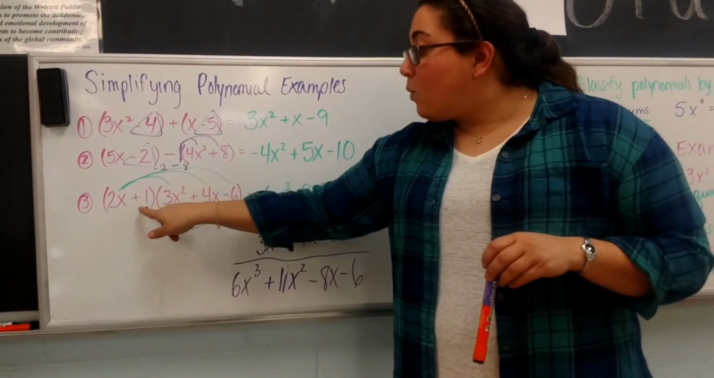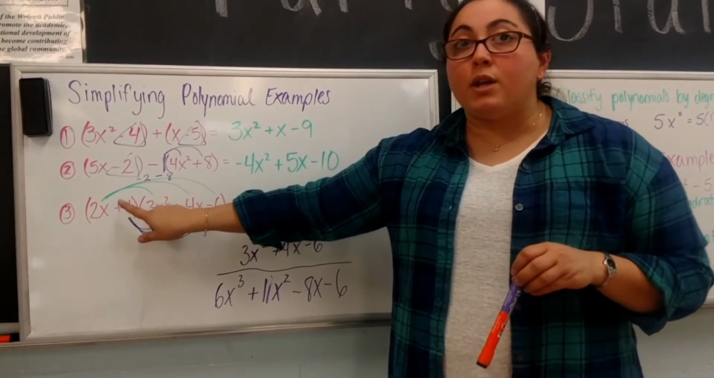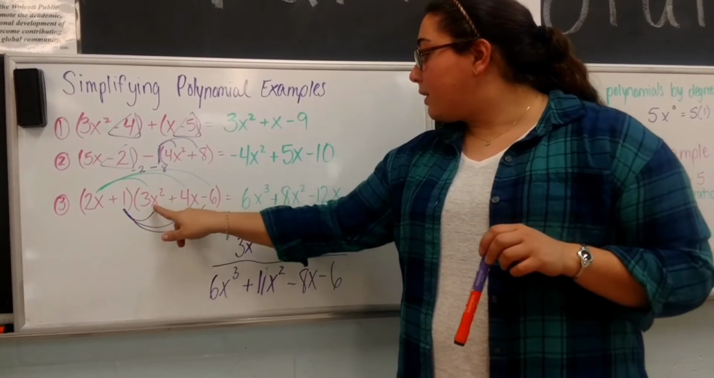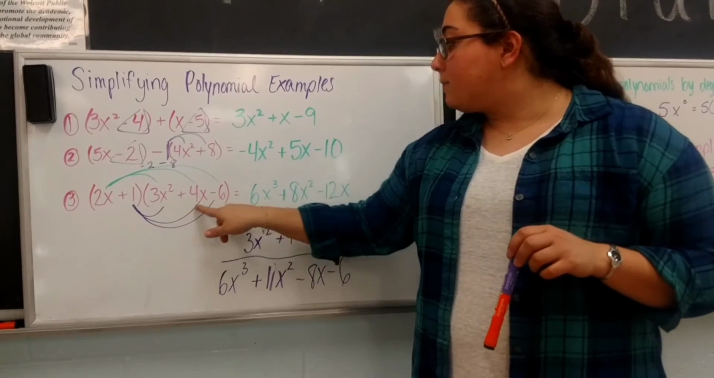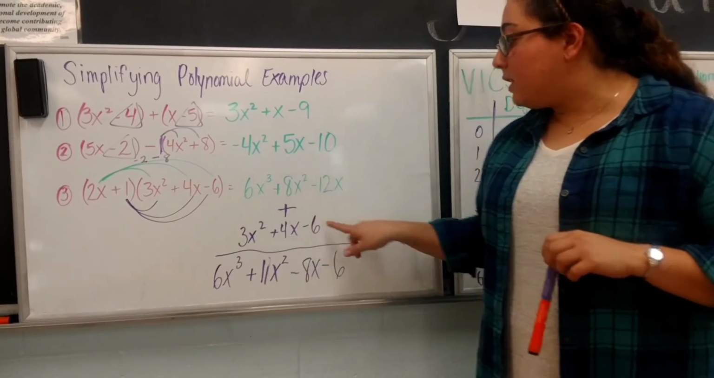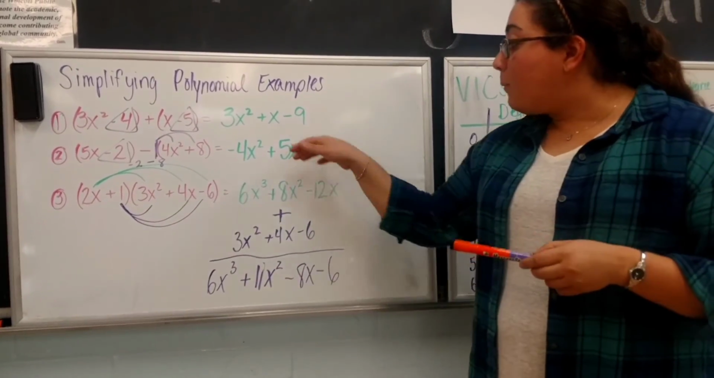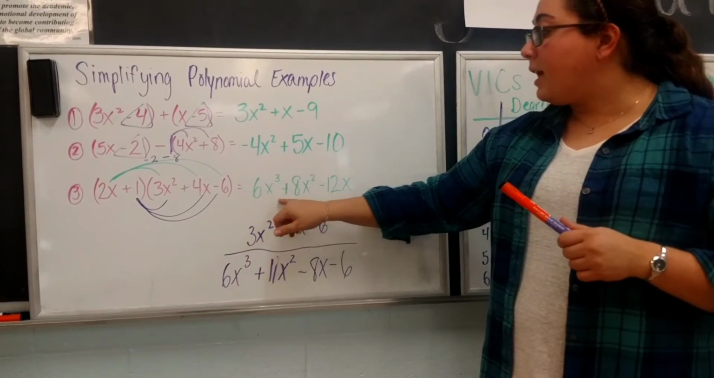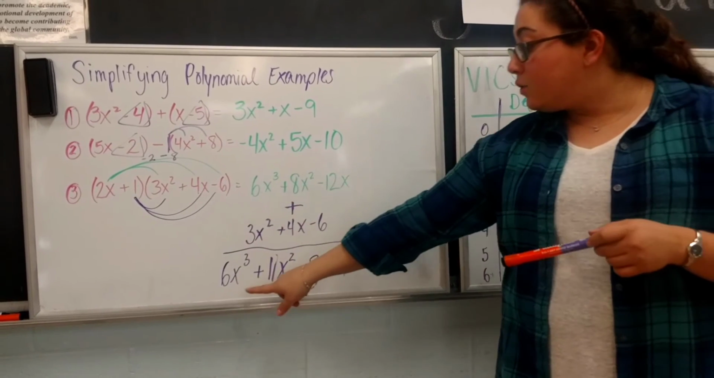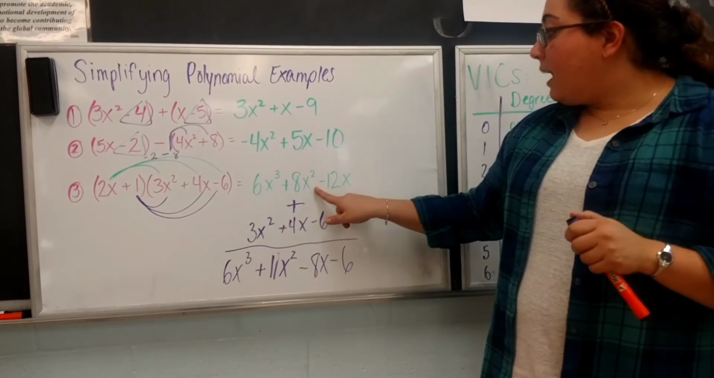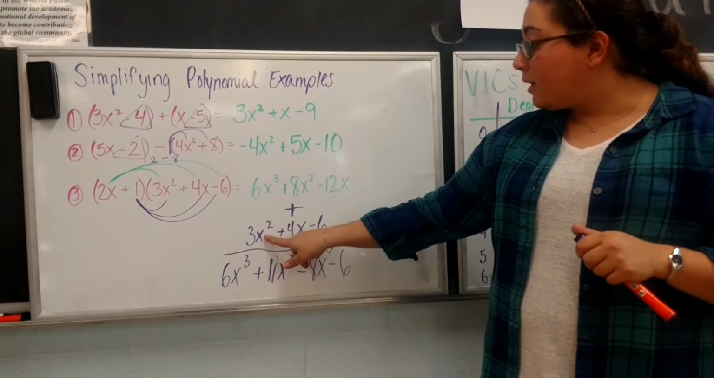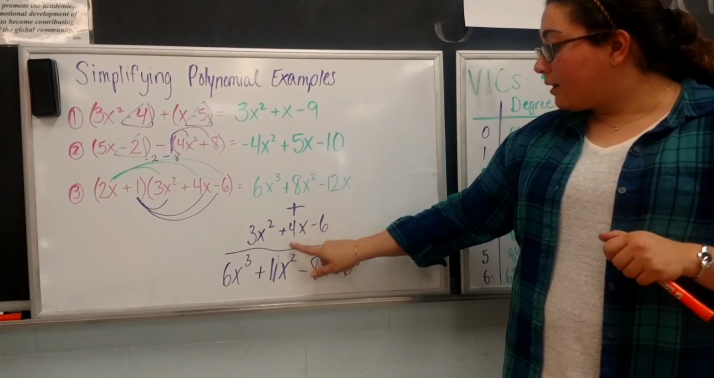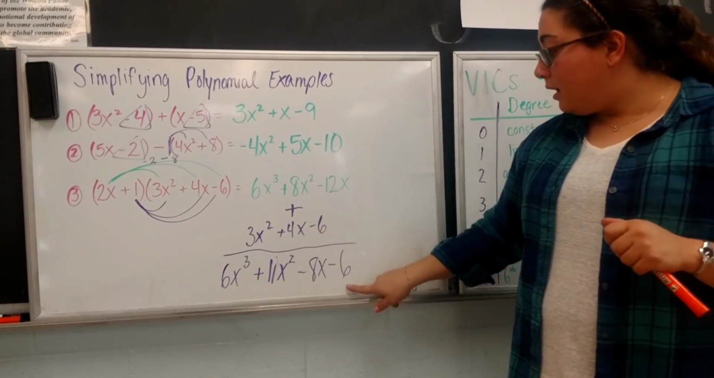But don't forget that you have this other term here as well. So now you have to multiply the positive 1 times each of those terms. So 1 times 3x squared is 3x squared, 1 times 4x is 4x, and 1 times negative 6 is negative 6. And we combine our like terms. I only have one term that has the highest power of 3, so that's my 6x cubed. But then I have an 8x squared and a 3x squared, makes 11x squared. And negative 12x plus 4x is a negative 8x, and then minus 6.